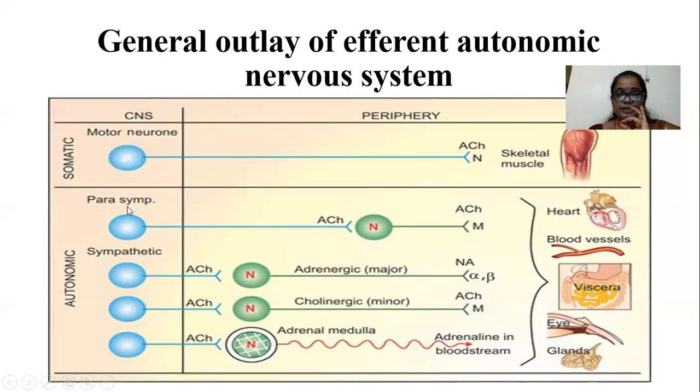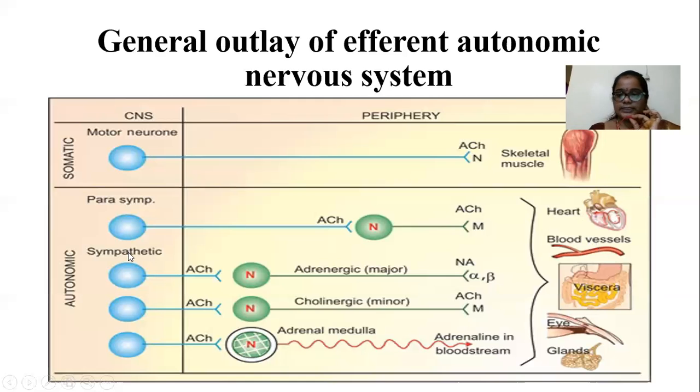In the efferent autonomic nervous system, the parasympathetic preganglionic neurons make a synapse with the postganglionic neuron in an autonomic ganglion. Here acetylcholine binds with nicotinic receptors. After binding, that information moves toward the affected organs through the postganglionic neuron. Then the postganglionic neurons release acetylcholine, which binds with the muscarinic receptor. That muscarinic receptor is present on the heart and blood vessels.